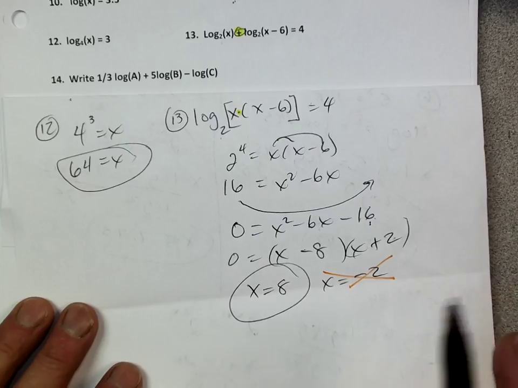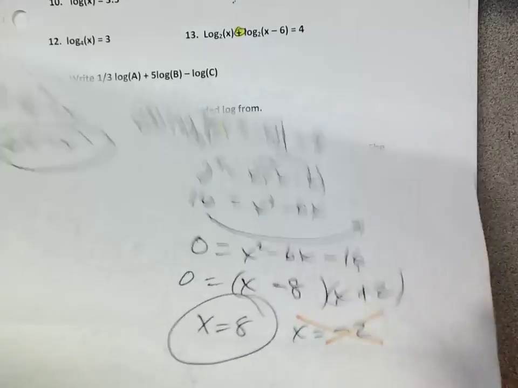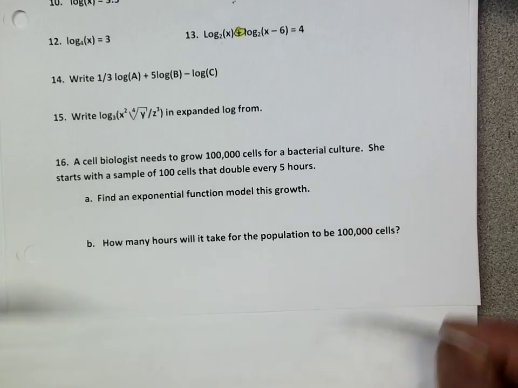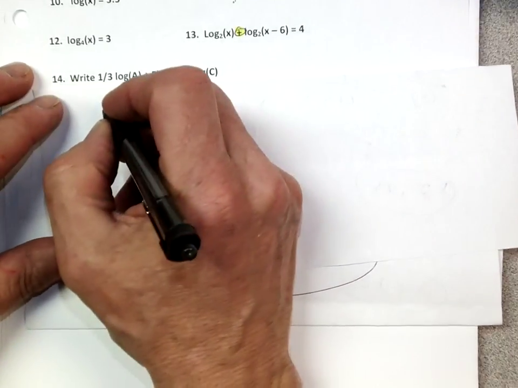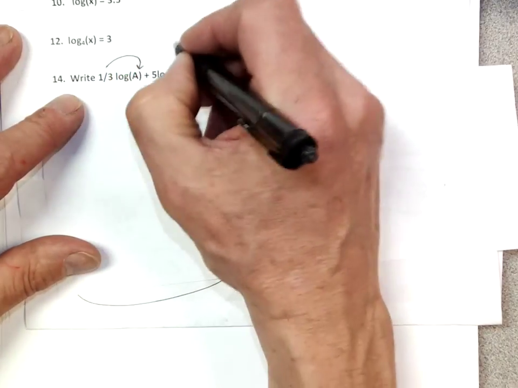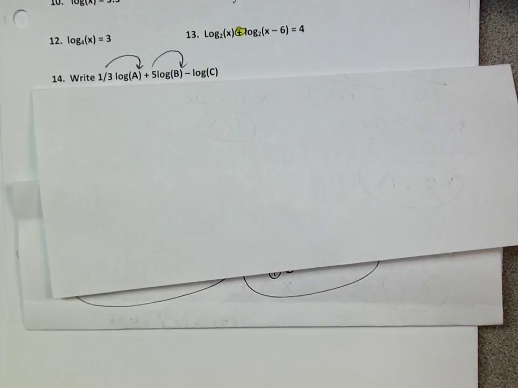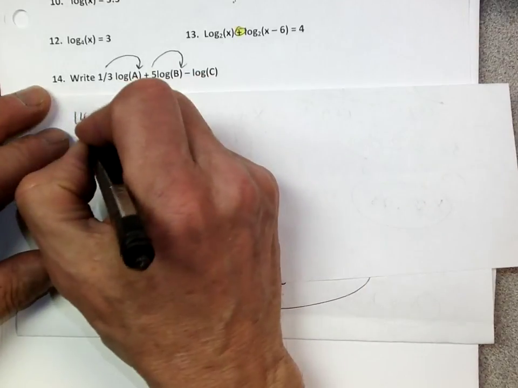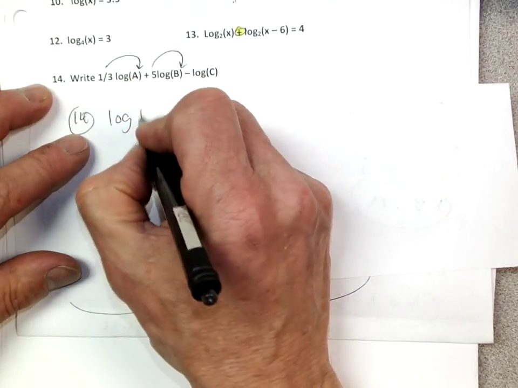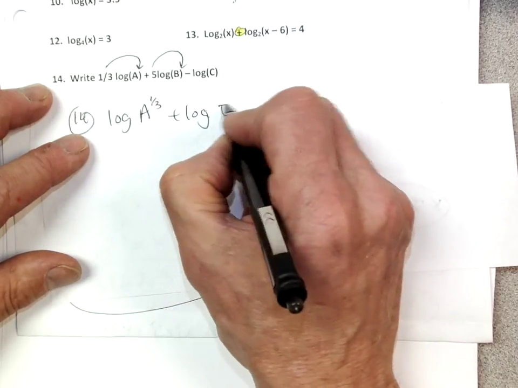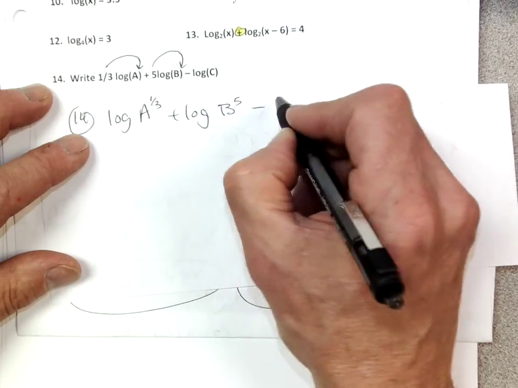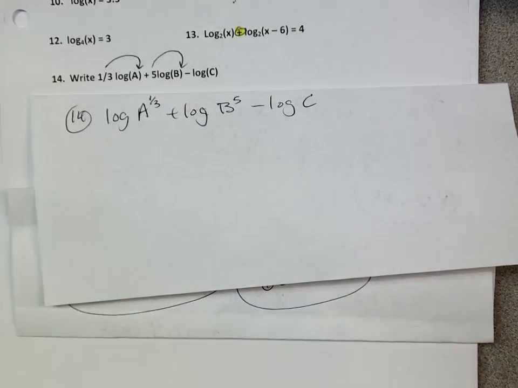All right, 14. We're going to write this as a single log, okay? So, to write as a single log, the first thing I'm going to do is bring these exponents back in. We had exponents that got floated out because you bring the exponent down, but this time we're going to bring the exponent back in. So, for 14, I'm going to rewrite this as log a to the 1/3 power plus log b to the 5th power minus log c. All I did is bring back in the exponents.